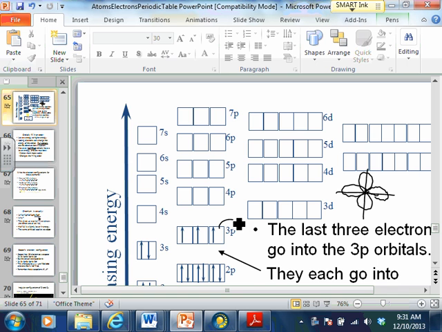But one of the things with the p orbitals is they can be turned in 3 different directions. You could have a 3p on the x-axis, 3p on the y-axis, and then 3p on the z-axis coming out and going into the screen. Okay, so that's the p orbitals.